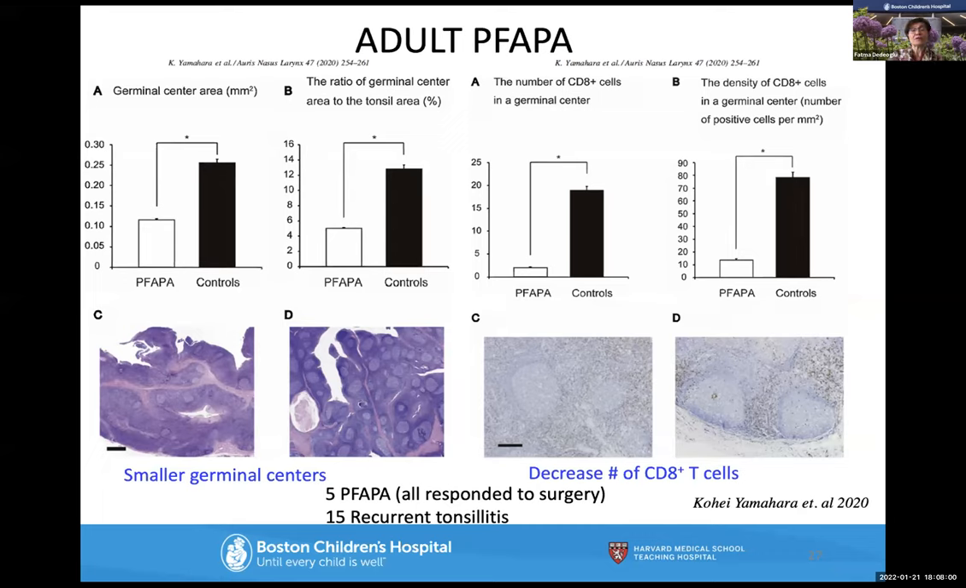And interestingly, this new study from adult patients looked at 5 PFAPA patients, which all responded to surgery. This is also an interesting thing: in this study, the adult patients responded to tonsillectomy in terms of the resolution of their episodes, which is not the case in other series, where adults seem to respond less. But again, interesting that they found similar findings in PFAPA tonsils from adults, smaller germinal centers. And I believe Dr. Manthiram can correct me if I'm wrong, but she also found a decreased number of CD8 T cells, correlating with the adult version.